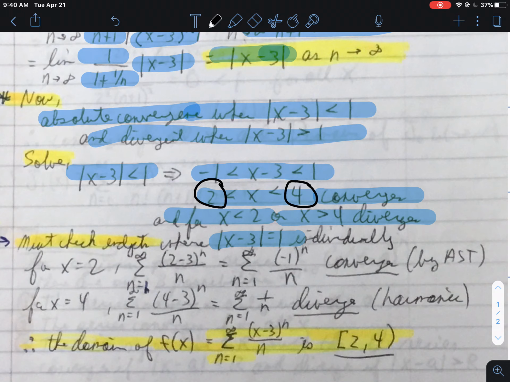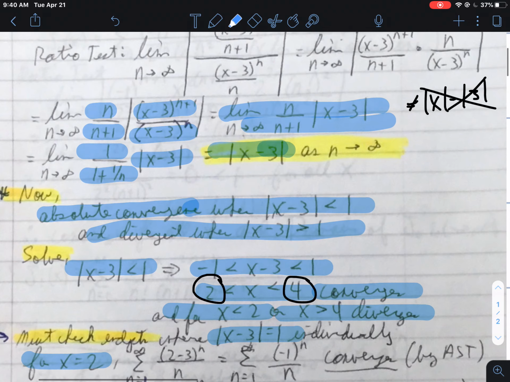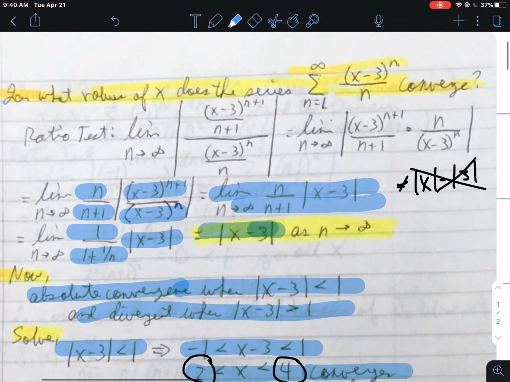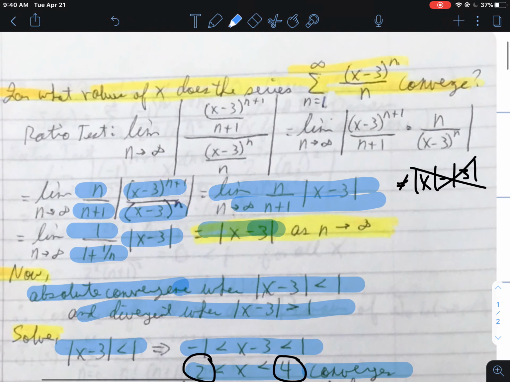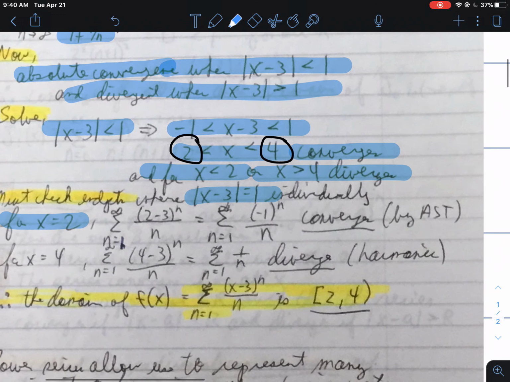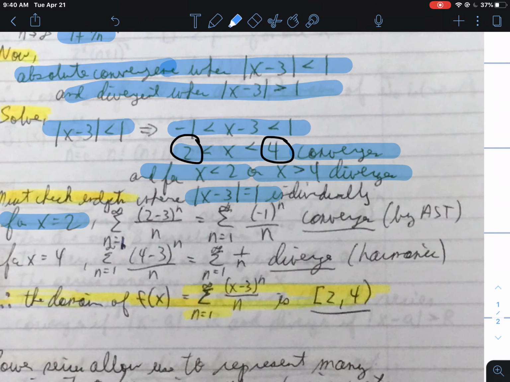So when x equals 2, I've got the sum as n goes from 1 to infinity of 2 minus 3 to the n over n. Remember, our series was x minus 3 to the n over n. So I'm just plugging in 2 in place of x. I've got 2 minus 3 to the n over n. That'll give us negative 1 to the n over n.